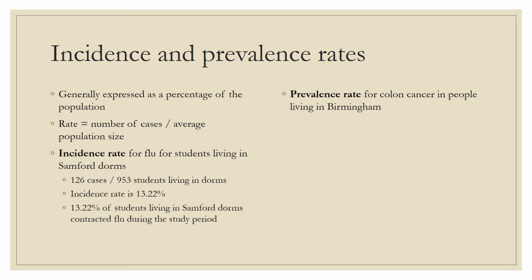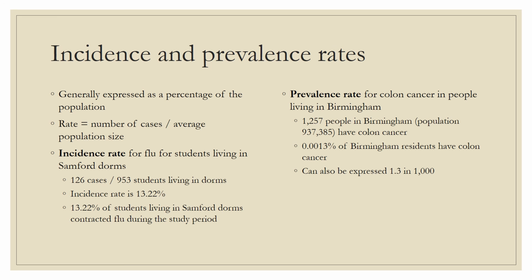The prevalence rate is calculated basically the same way, but again, it just reflects existing cases rather than new cases. So the prevalence rate for colon cancer is the example that we'll use. Let's say that 937,385 people live in Birmingham, and 1,257 of them have colon cancer. If we divide the numerator by the denominator, we come up with 0.0013%. That percentage of Birmingham residents have colon cancer.